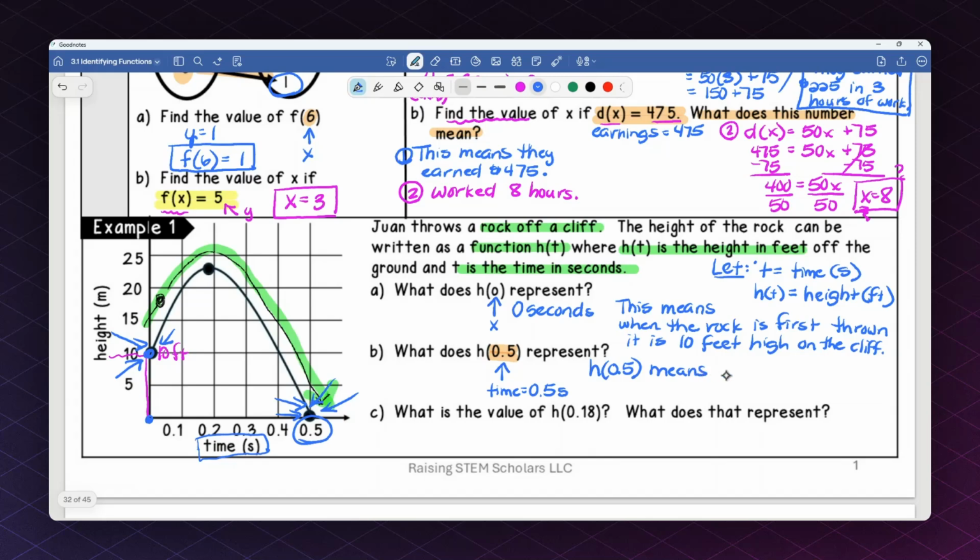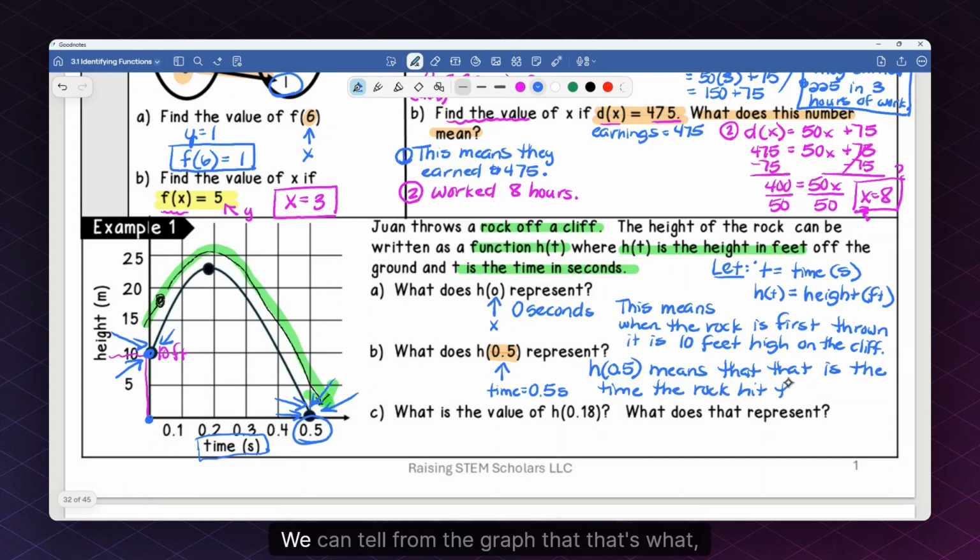means that is the time the rock hit the ground. Okay. We can tell from the graph that that's what it was doing. And if we come over here and we see this 0.5 and we read over here, we can see that that is 0, right? So the height off the ground was 0 right there. All right, there's another landmark.